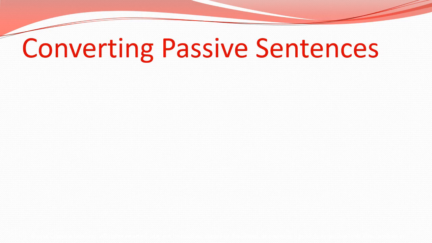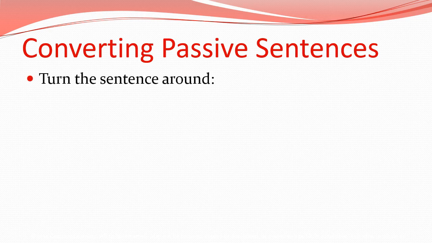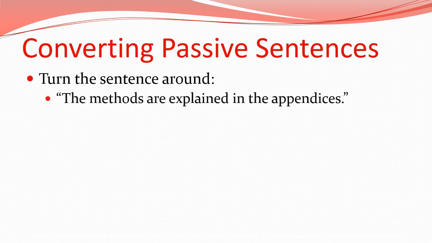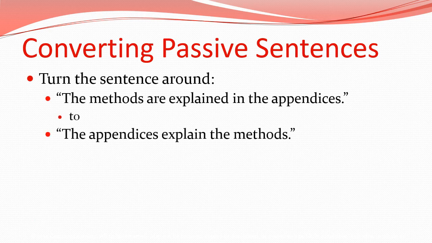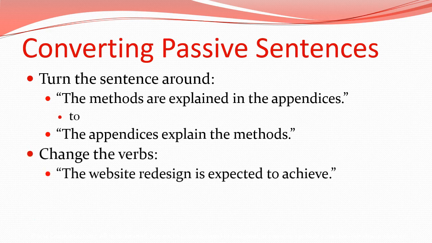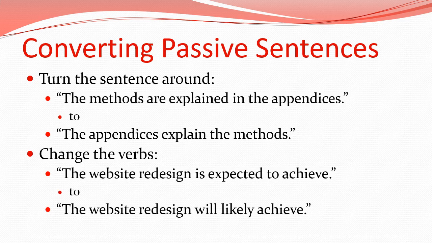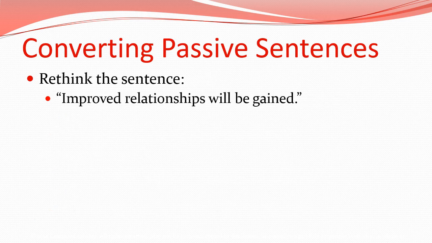So let's talk about how we can convert some passive phrases into active verbiage. Let's turn these sentences around. The methods are explained in the appendices. Why not just say the appendices explain the methods? Or the website redesign is expected to achieve. How about the website design will likely achieve, or will achieve, if you know it will.